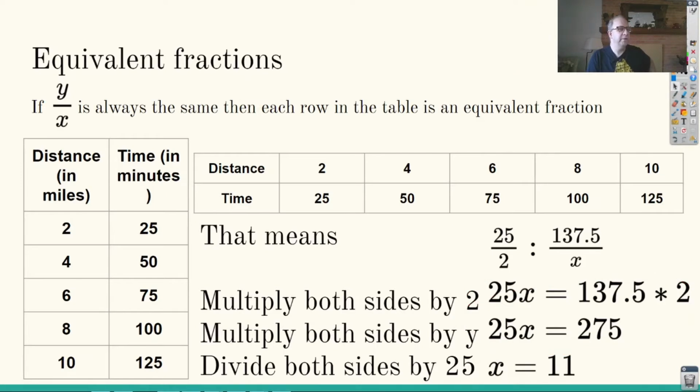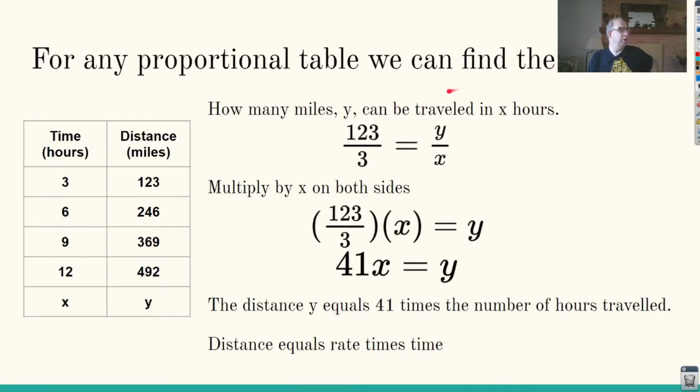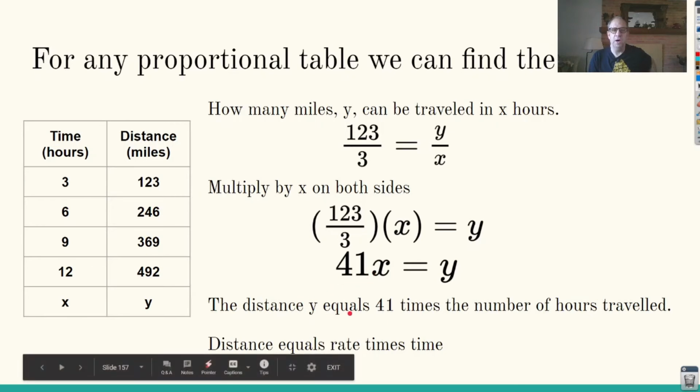Now we can move on to the next problem, which says, for any proportional table, we can find a unit rate. So if y is miles and x is the hours, then any miles divided by hours equals y divided by x. So the constant of this would be 41 miles. So the distance equals 41 times the time. Distance equals y equals 41 times the number of hours traveled, or the distance equals rate times time.